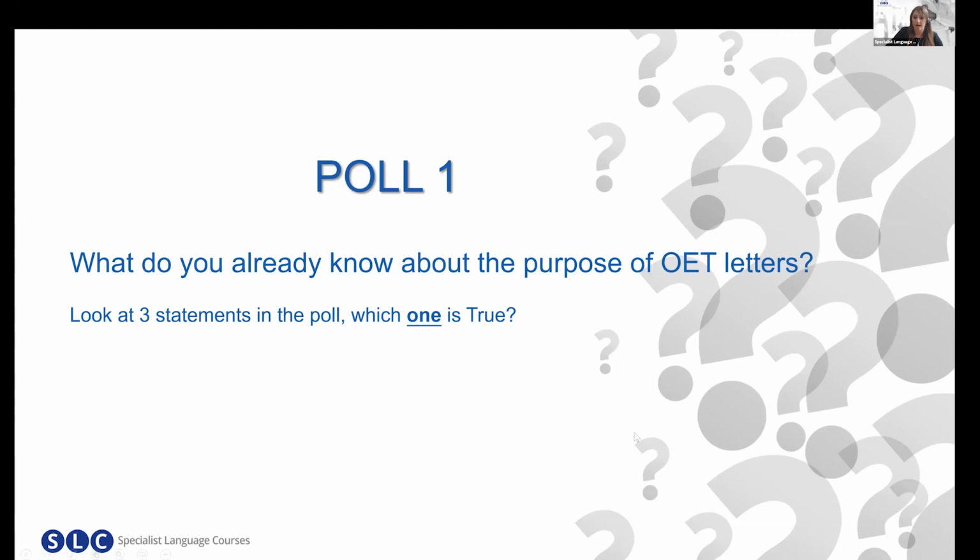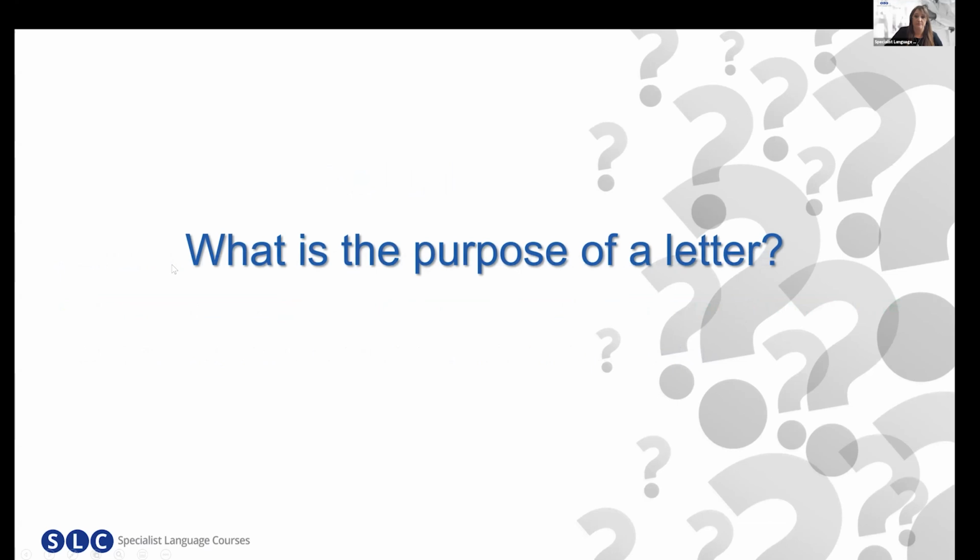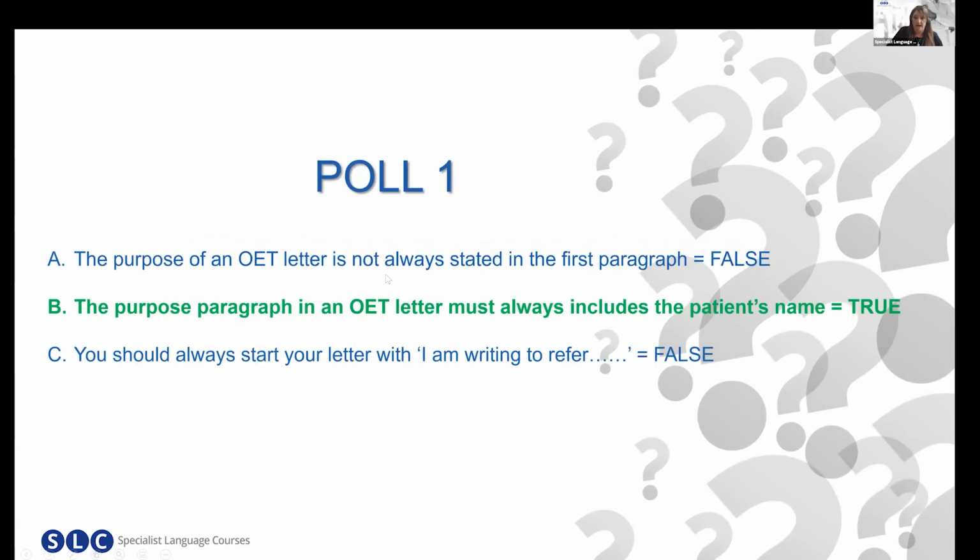Let's have a look at why the other answers are not true. So we have B, the purpose paragraph in an OET letter must always include the patient's name. This is true. You always need to include the patient's name in the purpose paragraph. This helps the reader to know who they're reading about. A is not correct. Make sure you read it carefully. A is the purpose of an OET letter is not always stated in the first paragraph. This is false. You need to make sure that the purpose of the letter is clear in the first paragraph, and today we're going to explore why.